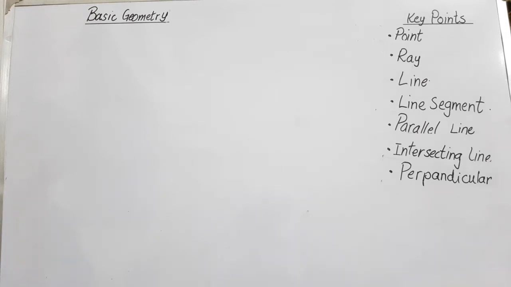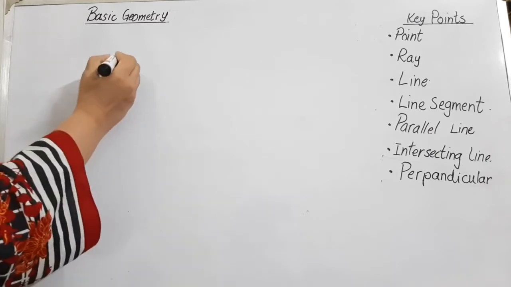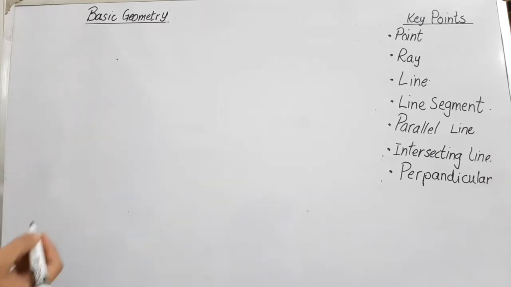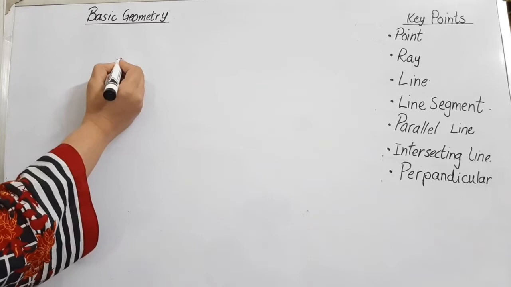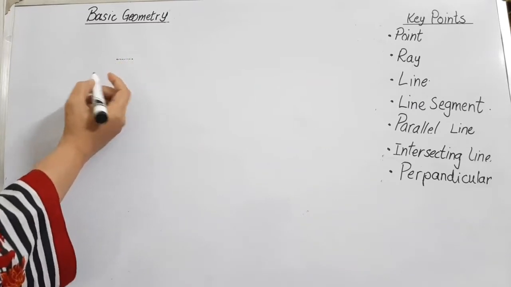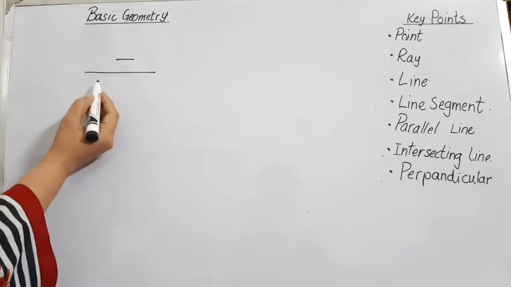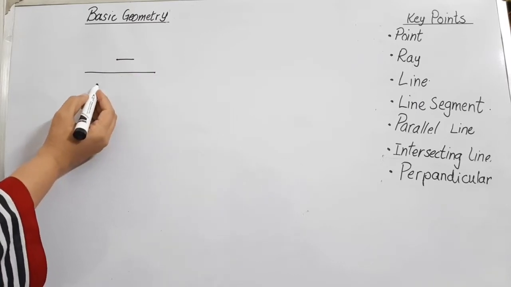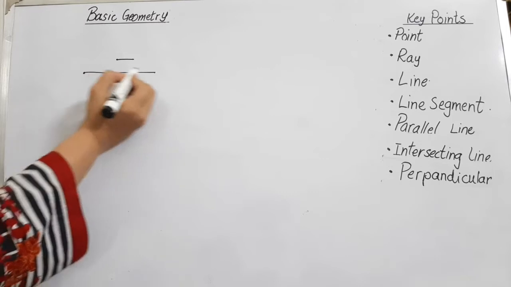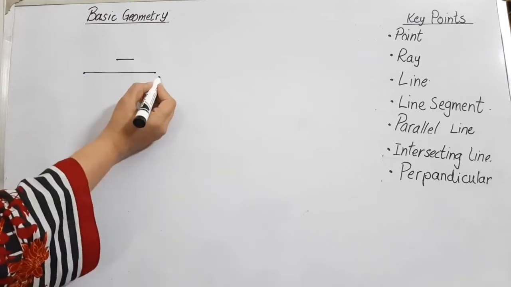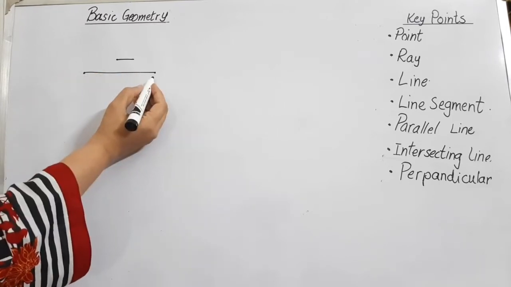Basic geometry starts with a point. So a point is this thing, and when we join many points, then we make a line, and this is a line. In this line, there are many line segments. From here to here, there are only two endpoints. A line segment has two endpoints.